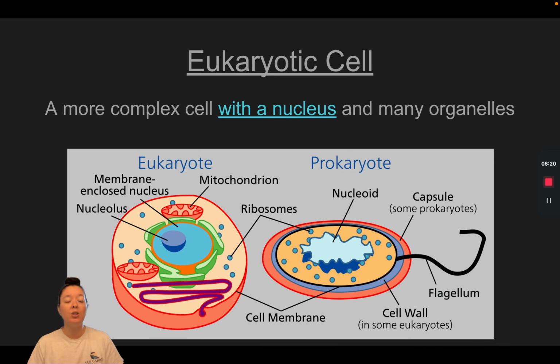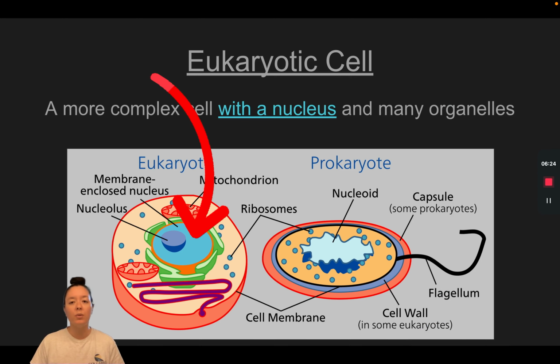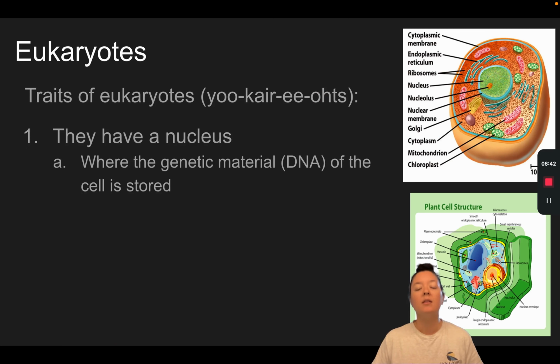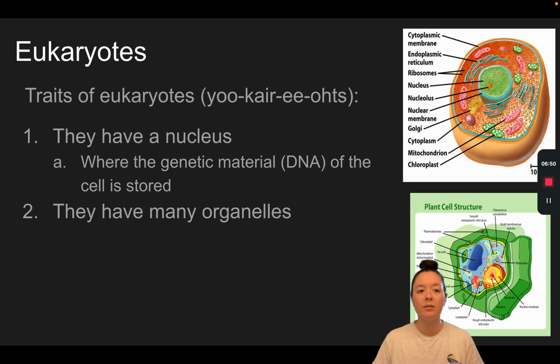On the other hand, eukaryotic cells are much more complex. They do have the nucleus, and they have a lot more of those little organs or organelles inside of them. So number one on our eukaryote list, the best way to identify a eukaryote is that it has a nucleus. This is where eukaryotes store their genetic material, so their DNA. Really, really important, and it keeps it locked away and safe inside the nucleus.